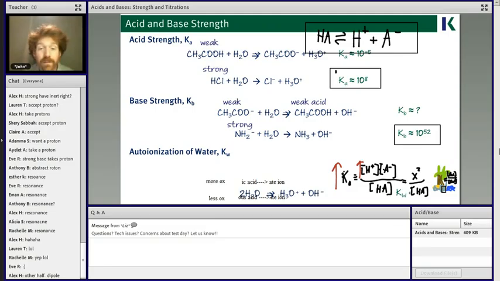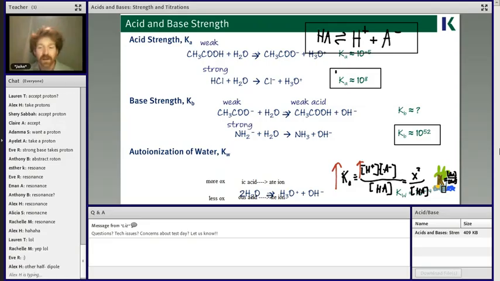Let's talk about the conjugates to these guys here. In order to talk about the conjugates to those, I first want to talk about Kw. And so what is Kw?